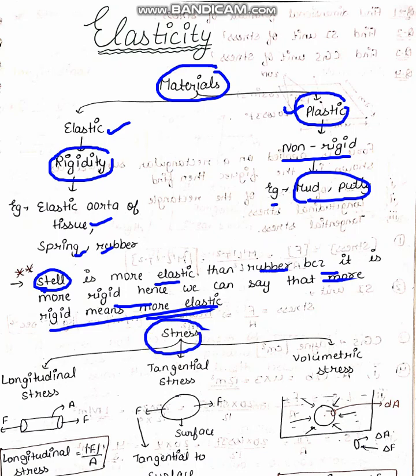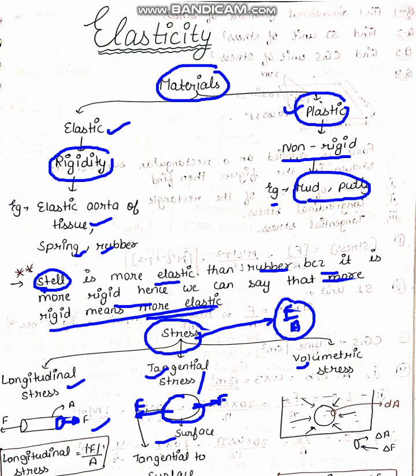Then there exists a concept of stress. These are of three types: longitudinal, tangential and volumetric. Stress is basically the ratio of force and area of a cross section under different conditions. For example, if we apply a force which is longitudinal, or perpendicular to the surface area, then we call it longitudinal stress. However, if the force is in the plane of the area of that particular object, then we call that tangential stress or shear stress.